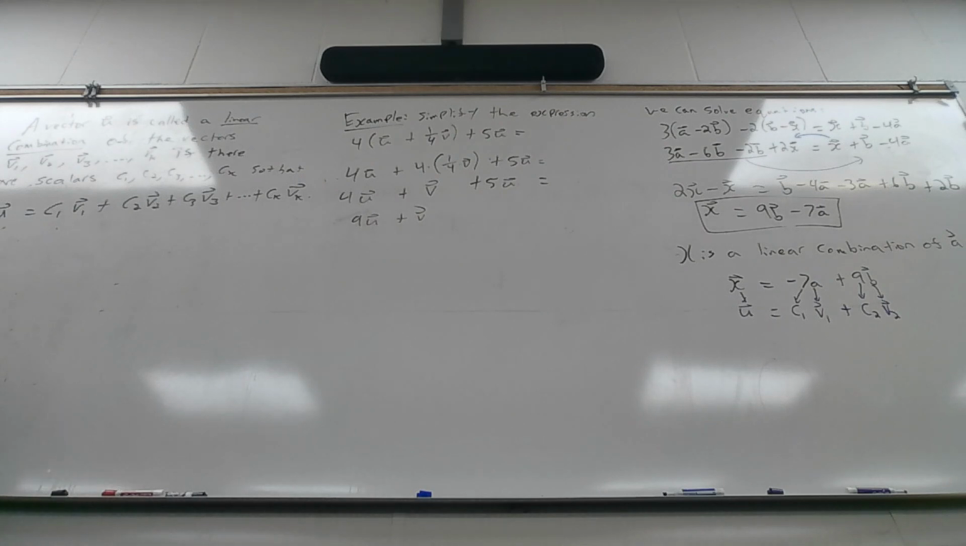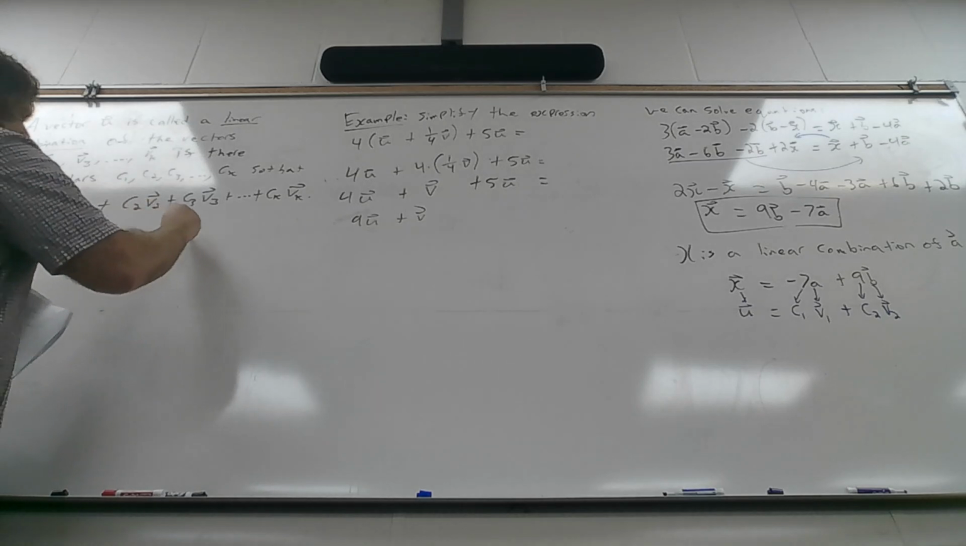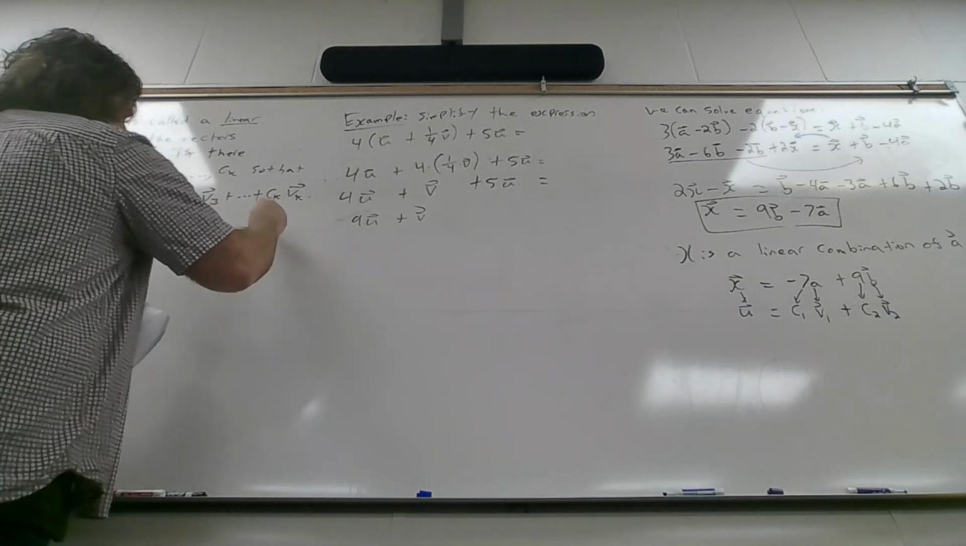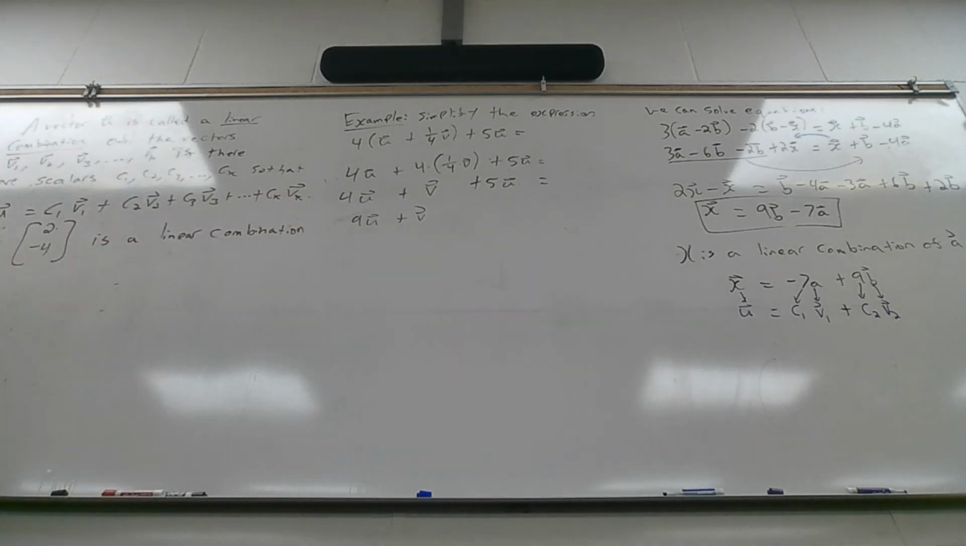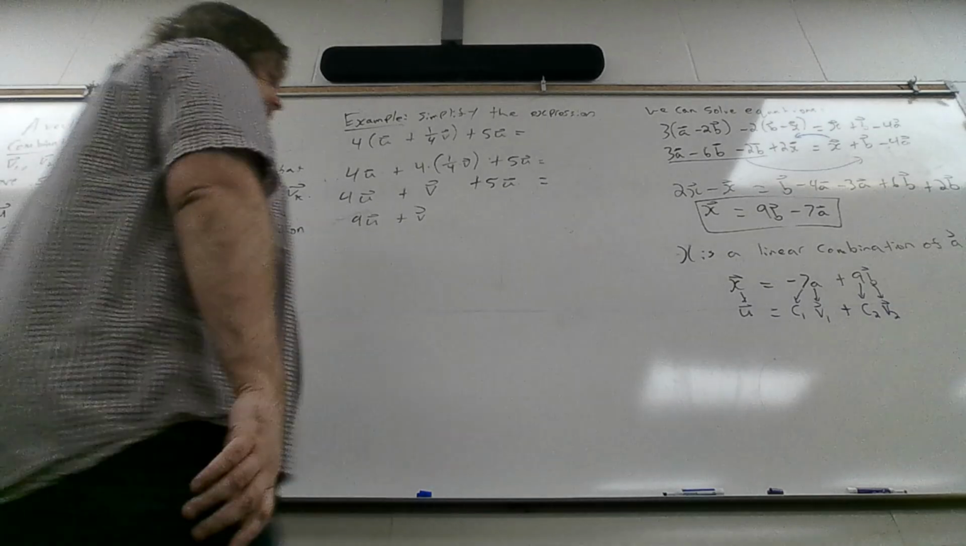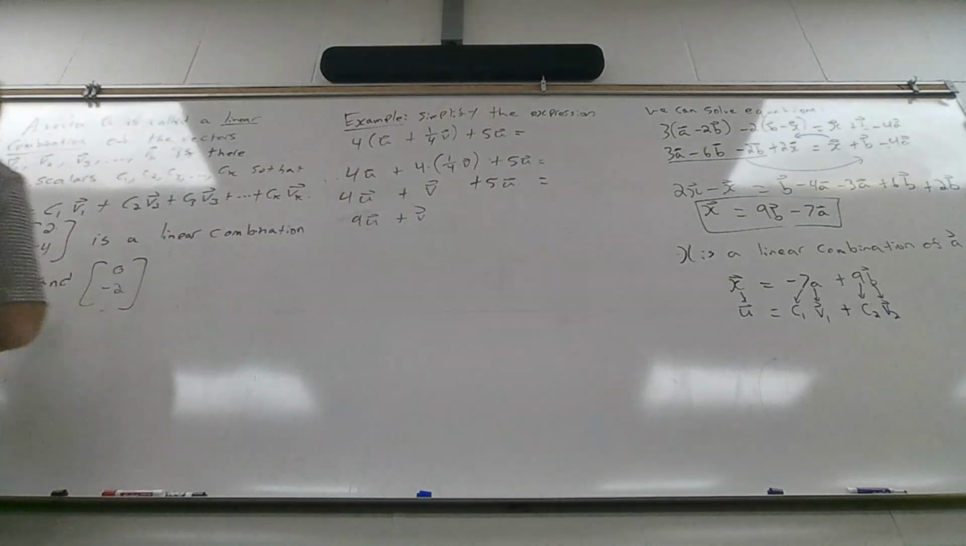So another example. The vector 2, minus 4 is a linear combination of these two vectors. So why is that the case? Well, let's translate these into this. So this is our vector u. We're saying this is a linear combination of the other two things. So let's call this v1 and this v2.